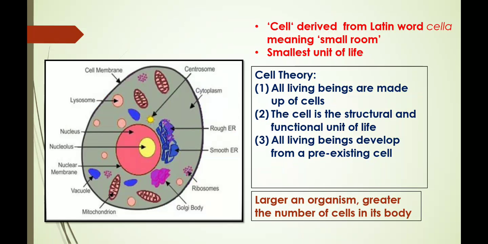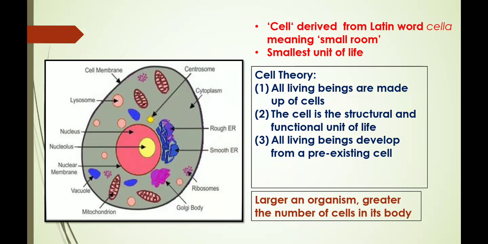The word cell has been derived from the Latin word cella, which means small room. Now we need to understand why the term cell means small room. See, in a room, there are many furnitures present. Now look at the diagram. The animal cell is oval in shape. Consider this oval shaped cell as a small room.